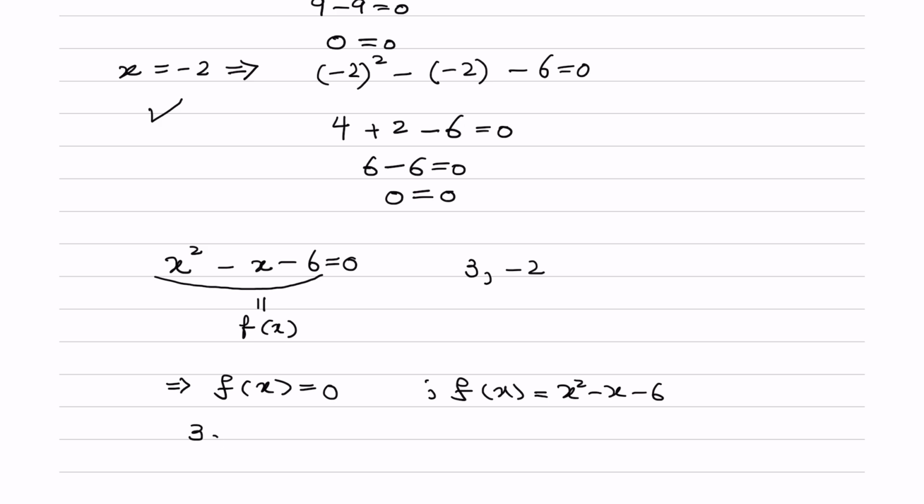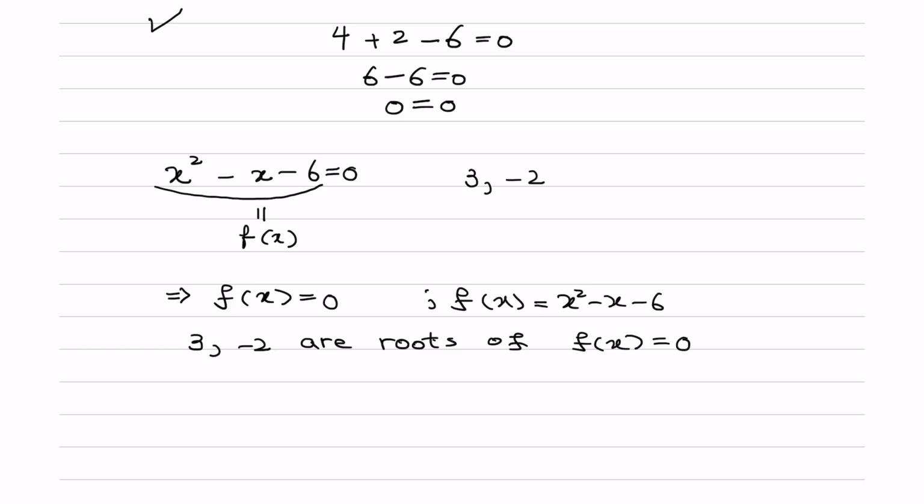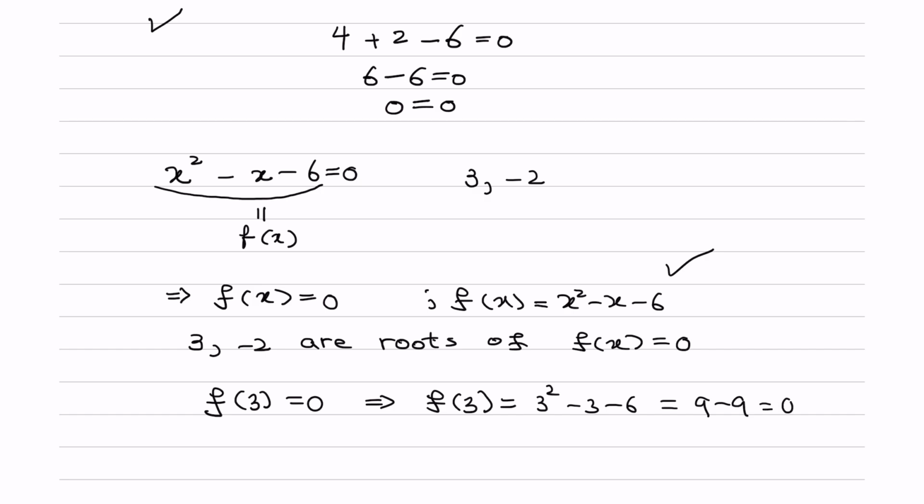Now since 3 and minus 2 are roots of this equation f of x equal to 0, you will say that if 3 and minus 2 are the roots of this equation f of x equal to 0, then f of 3 must be 0. And why is it so? Because f of 3, hence this is your f, 3 square minus 3 minus 6, you will see that this is 9 minus 9, this is 0.